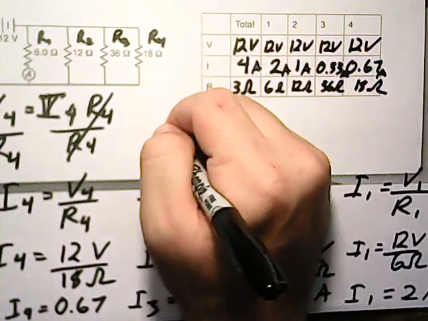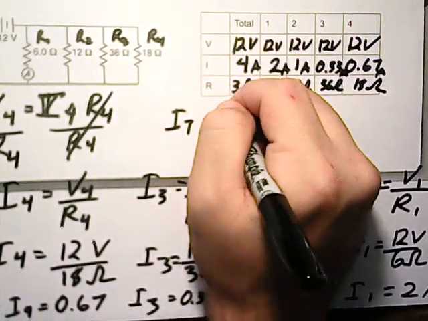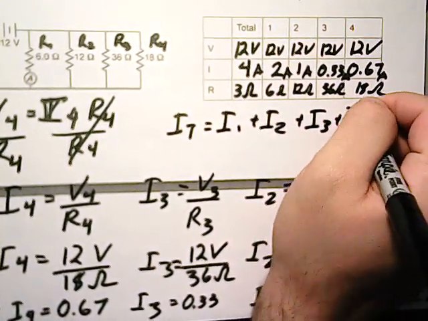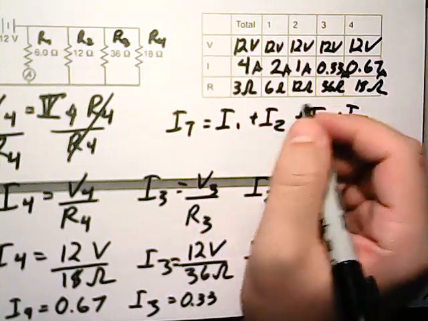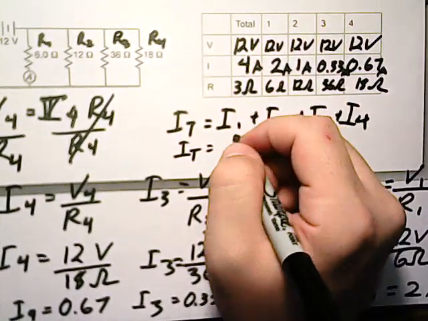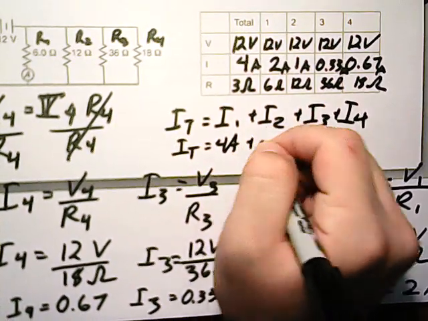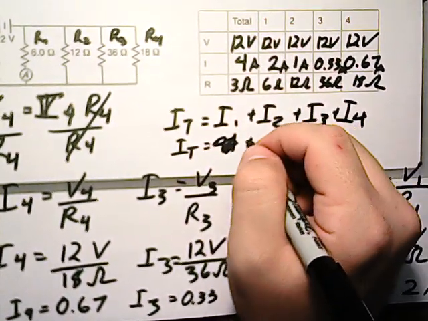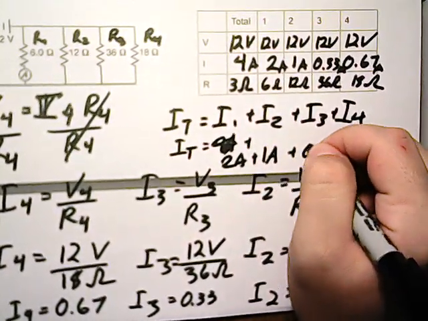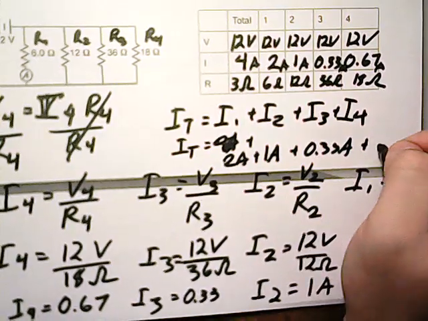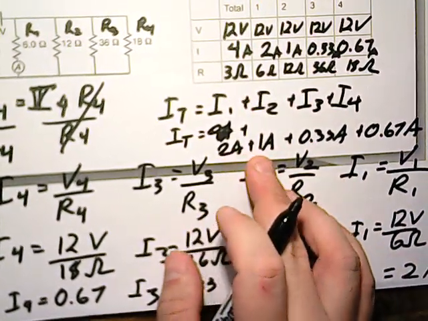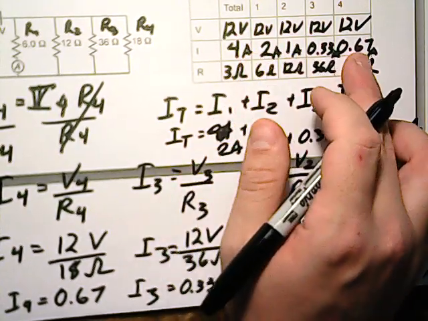One way to check for I total, it was I1 plus I2, I3 plus I4. Or if we want to write it out, just to prove this one here, it should be equal to 4 amps plus 2 amps plus 1 amp plus 0.33 amps plus 0.67 amps. So that's the equation if you want to write it out that way. Or we can just know that this one is equal to all the columns after it.